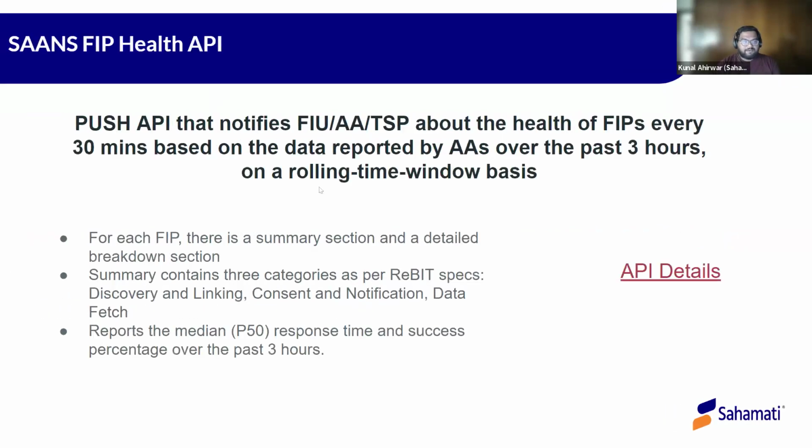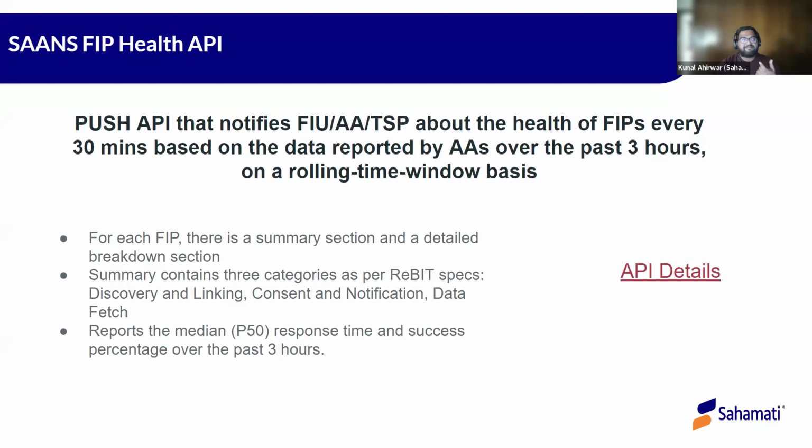Also, as you are all aware about the SaaS platform, which monitors the FIP health as being reported by the AAs, we also have a SaaS push API available. With this API, you need to register an endpoint. After that, this API will be sending you performance of FIPs every 30 minutes for the past 3 hours on a rolling window basis.